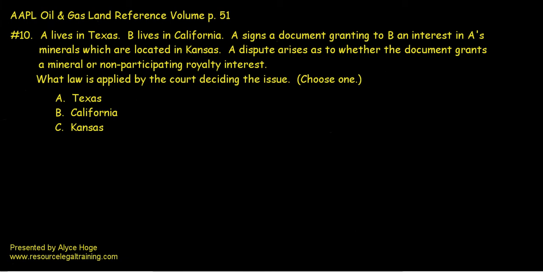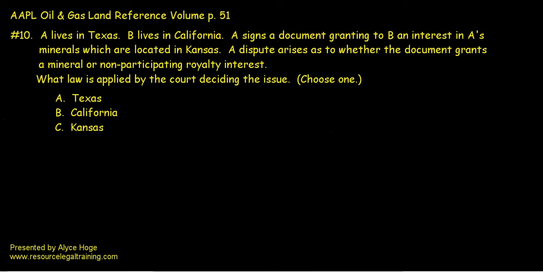Okay, now let's look at number 10. This is a pretty straightforward one, even though they try to confuse you a bit with the facts, but don't let them do that. It reads, A lives in Texas, B lives in California, A signs a document granting to B an interest in A's minerals, which are located in Kansas. So you've got three different states going here.